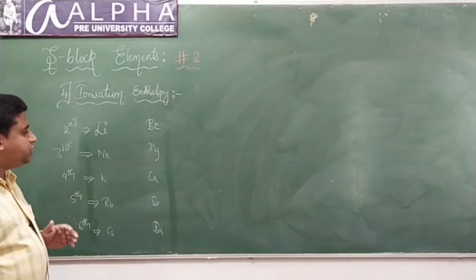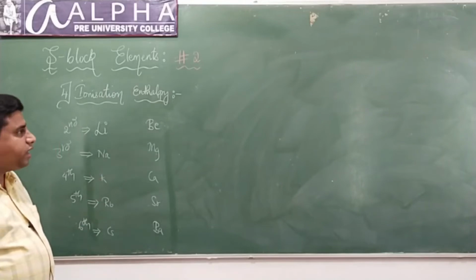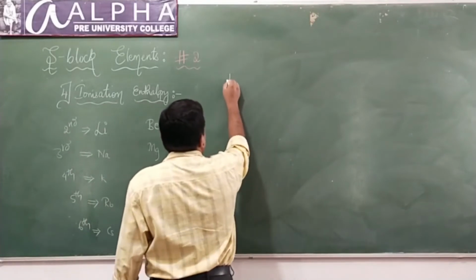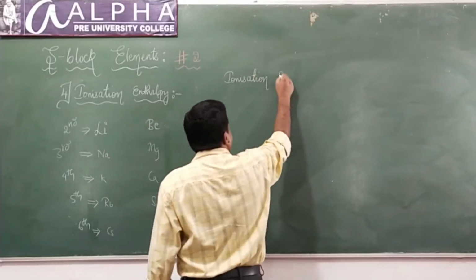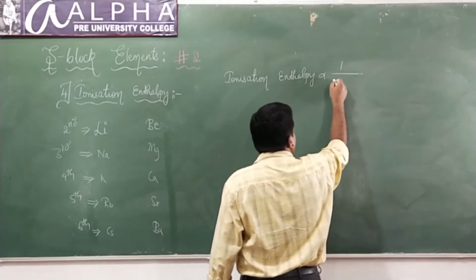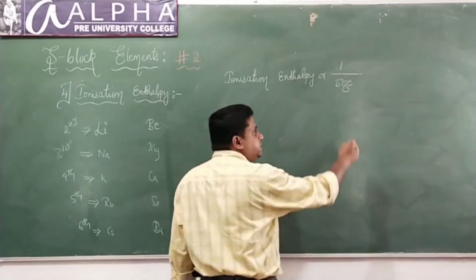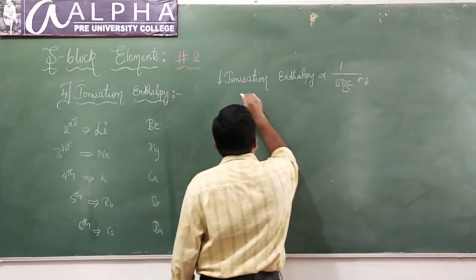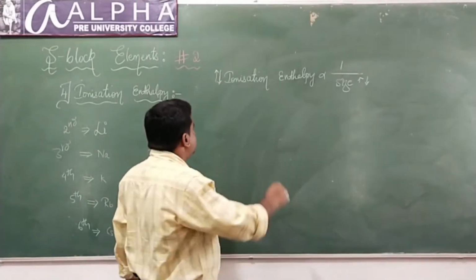Now, what about the ionization enthalpy of alkali metals and of alkaline earth metals? How does ionization enthalpy vary along the period and down the group? We know that ionization enthalpy is inversely proportional to size. As the size increases, ionization enthalpy decreases. As the size decreases, ionization enthalpy increases. Is that correct?